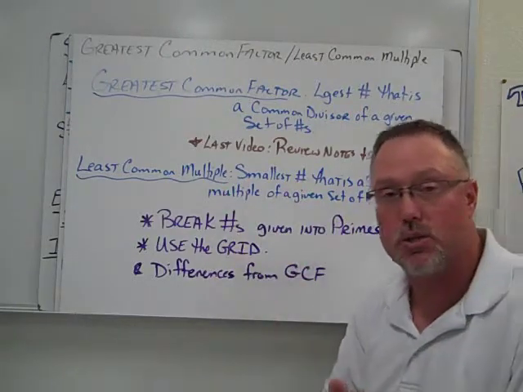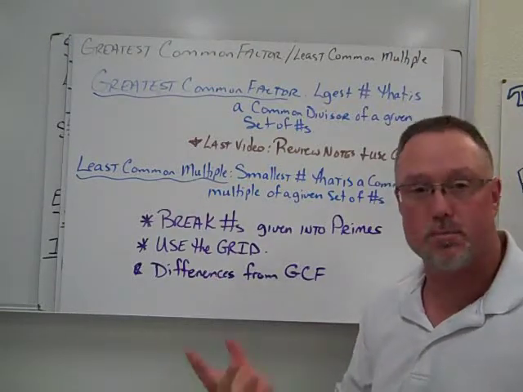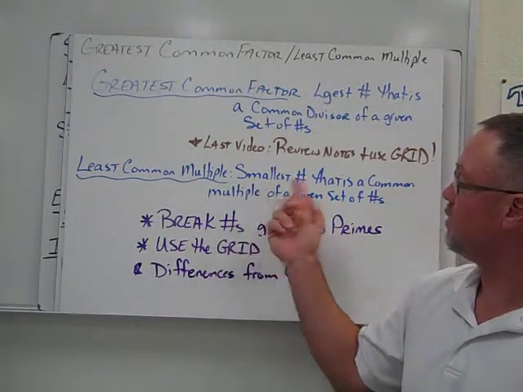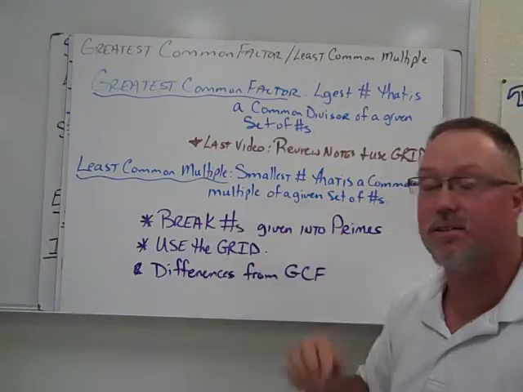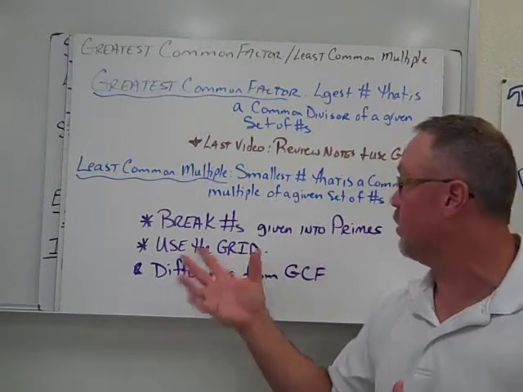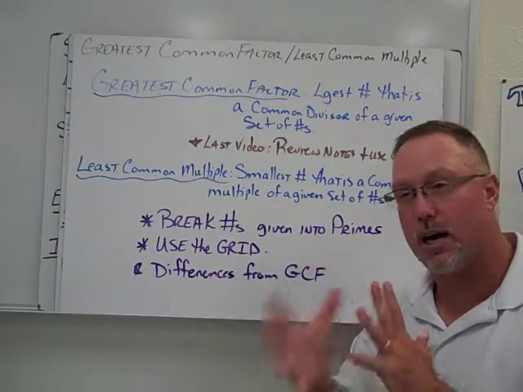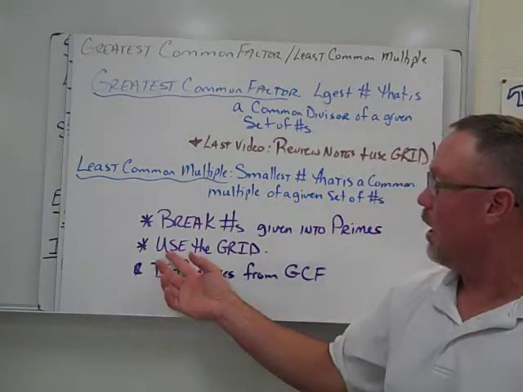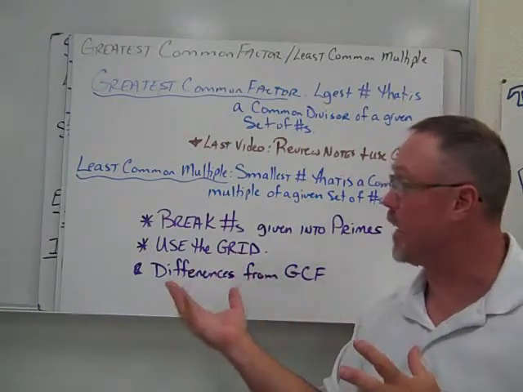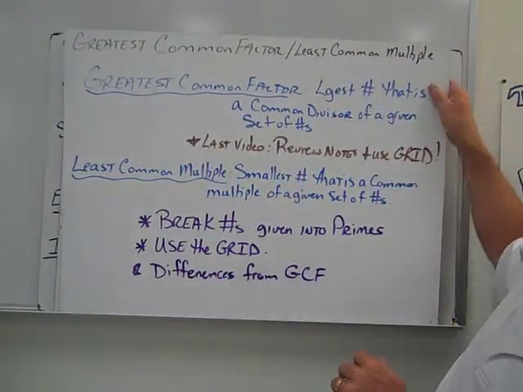We're going to go back to using the grid system that I showed you in the last video. The one we're going to take time on today is the least common multiple, which is defined as the smallest number that is a common multiple of a given set of numbers. So we're going to break the numbers given into primes. There's a couple different ways I'm going to show you how to do this. You can use the grid again. It's going to be different than greatest common factor, and I'll show you that as we go through. So let's get started.